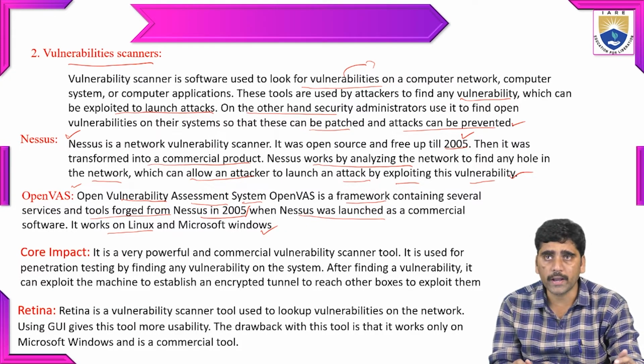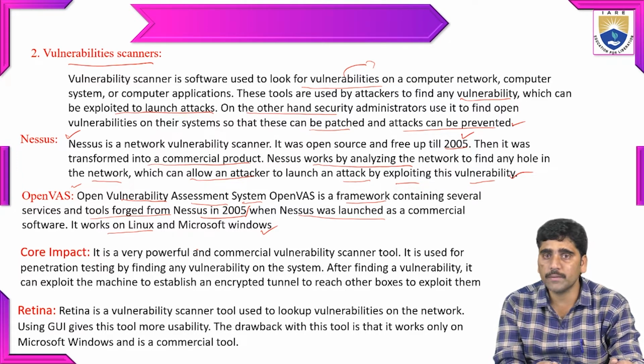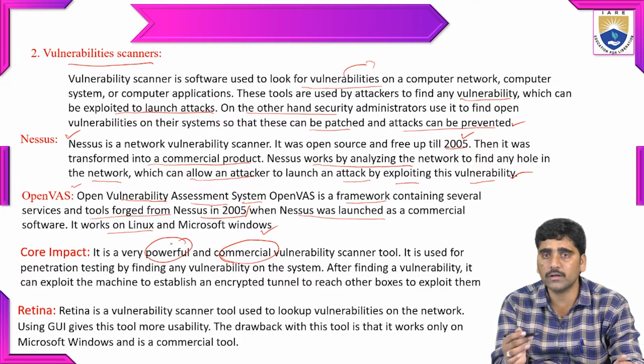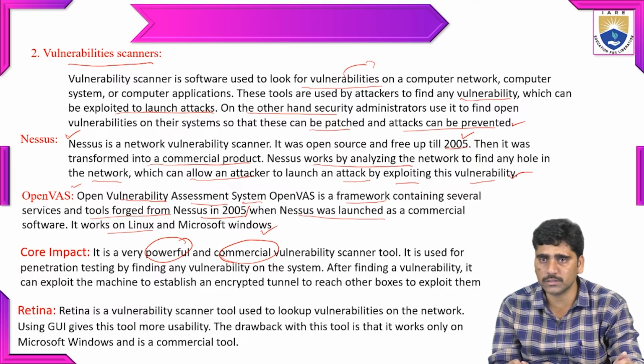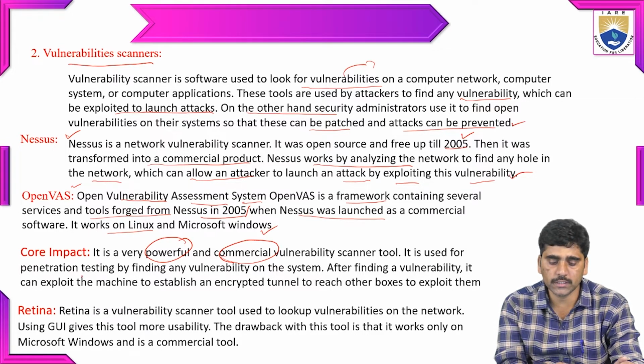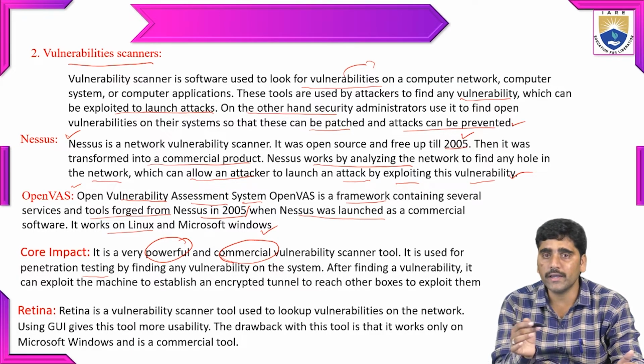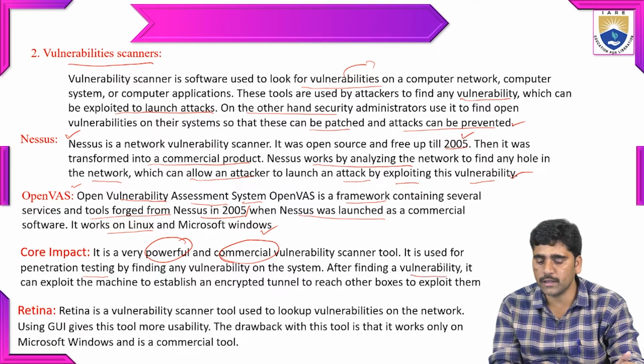And the next one, Core Impact. It is a very powerful and commercial vulnerability scanner tool. It is not an open source tool. It is used for penetration testing by finding any vulnerability on the system. So they use penetration testing to find any vulnerabilities on the system or not. After finding a vulnerability, so a vulnerability is nothing but what? A place or hole that is a chance to launch an attack.